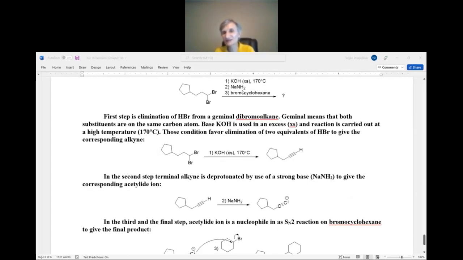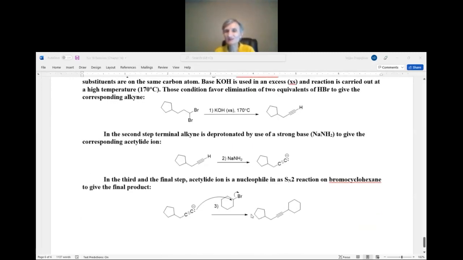And then of these steps, the second step, sodium amide, is deprotonation of the terminal alkyne to give an acetylide. And finally, step 3: these steps 2 and 3 are either chapter 10 or 12, depending on how you look at it. Either a reaction of alkynes or SN2 substitution. So now we have SN2 substitution where the acetylide anion as a strong nucleophile displaces bromine in bromocyclohexane to give this final product.